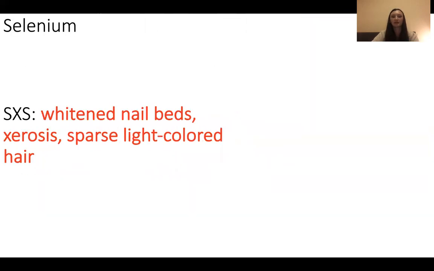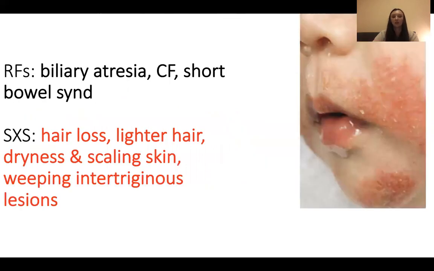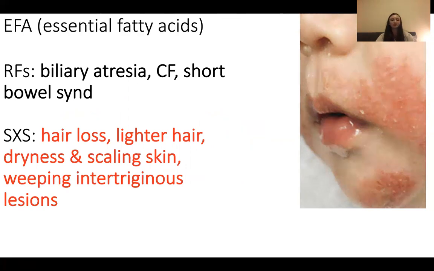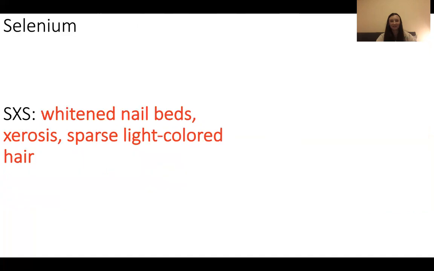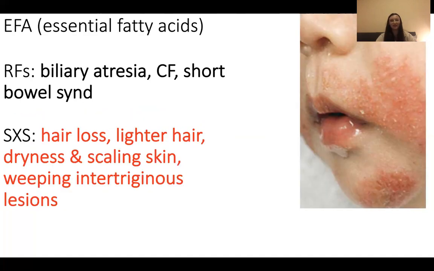Selenium has these whitened nail beds, cirrhosis, and sparse light colored hair. There's biliary atresia associated with this. They have hair loss, light hair, dryness, scaly skin, and weeping lesions. Oh, I'm sorry. This is essential fatty acid deficiency, they have these. Okay, so just know like the selenium has the whitened nail beds. The essential fatty acid deficiency is what has the like lighter hair, hair loss, and so on and so forth.